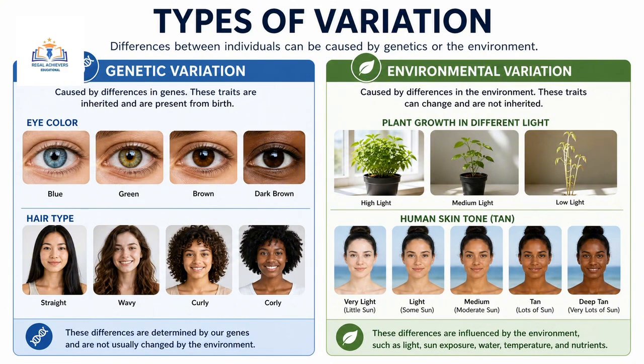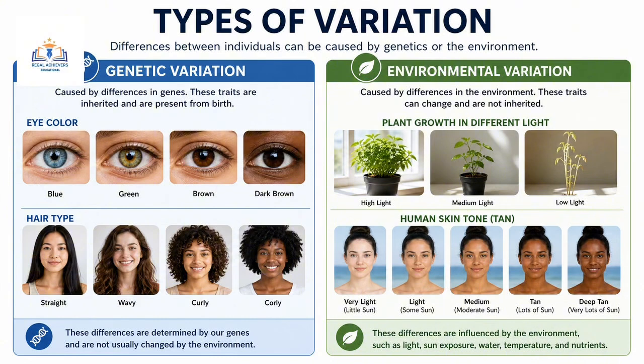Now, let's move on to variation. Variation refers to the differences between individuals of the same species. It's what makes each of us unique, from our fingerprints to our personalities. These differences can be due to two main factors: genetic variation and environmental variation. Understanding these sources of variation helps us appreciate the diversity of life on Earth.